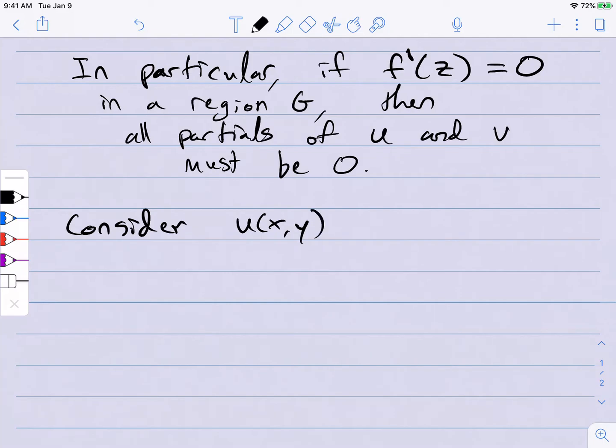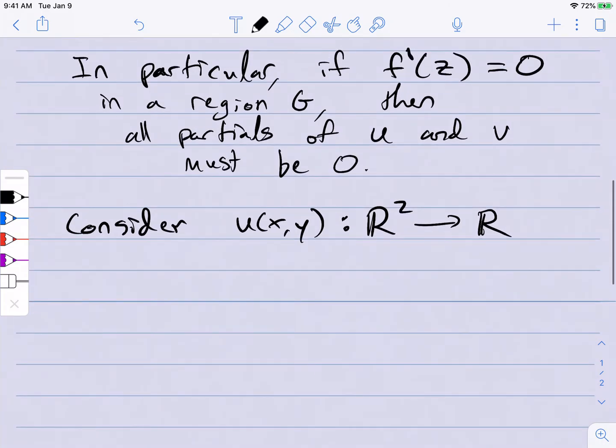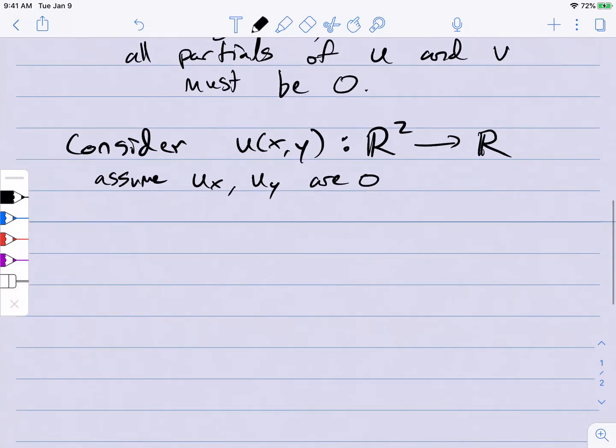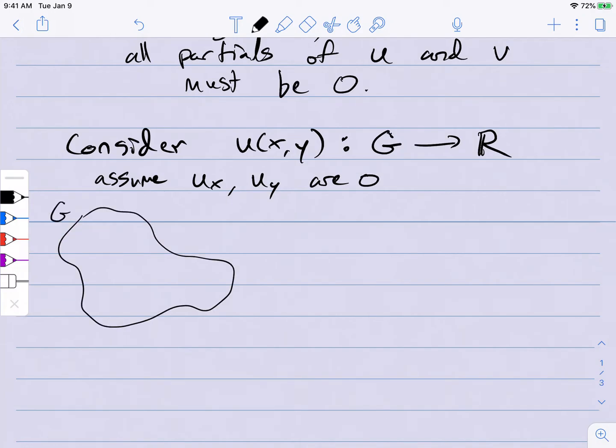So u is a function of x and y, which I'm thinking of as real coordinates, and its output is a real number. So it's a function from R2 to R. And I claim that the partials ux and uy are 0 on the domain. So, maybe the domain's not all of R2. Maybe it's some region G, which when I say region, I mean it's connected, which is actually pretty important. So here's G. This is going to be the domain of my function u.